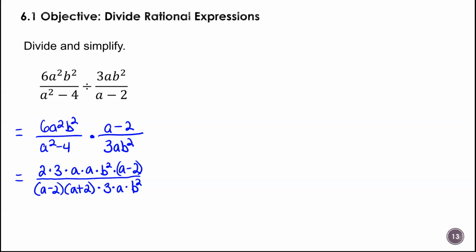Now on this, I'm going to remove the common factors. And like I was saying, I left the b squareds the way they were because they both had a b squared in the numerator and the denominator. So it's nice to just leave that together. All right, so notice I have a common factor of 3, a common factor of a, a common factor of b squared and a common factor of a minus 2. And so my answer ends up being 2a over a plus 2. Right? And then we are finished with that.